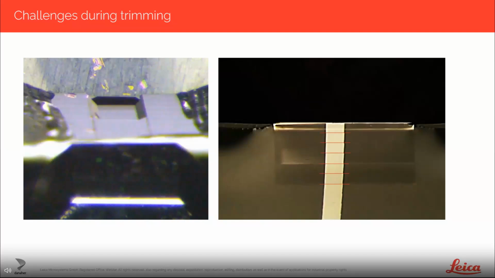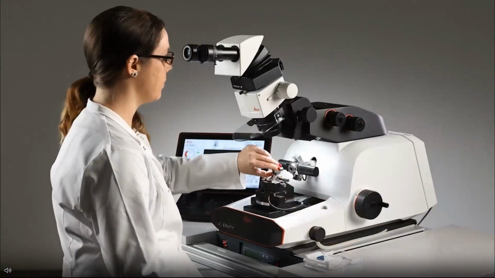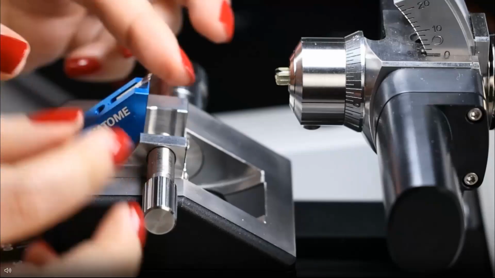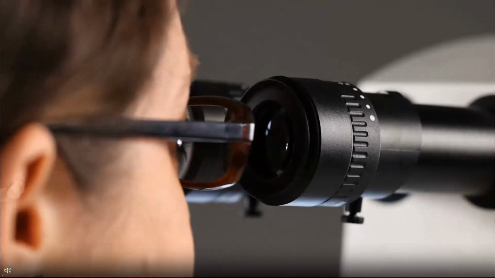With the automatic trimming function of the UC Enuity, we can now kind of democratize this function. Here in this video, I would like to show you how the auto trimming is performed. We mount the sample here, trimming knife, a 45 degrees trimming knife.